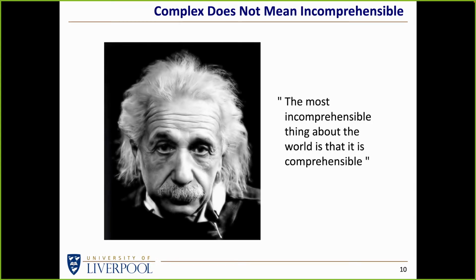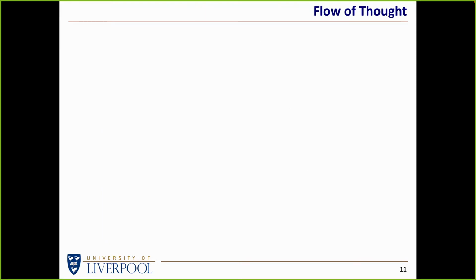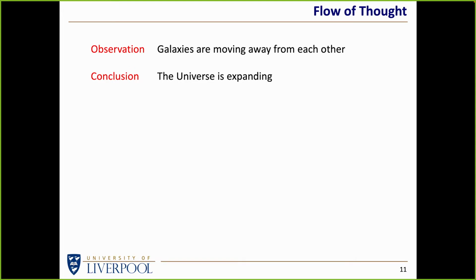One of my favourite quotes of Einstein: the most incomprehensible thing about the world is that it is comprehensible. Just because the universe is complex doesn't mean we can't understand it. So here's the flow of thought. Observation. We look out into the universe and we see that galaxies are moving away from each other. We've known that for 100 years or so. We conclude that the universe must be expanding.